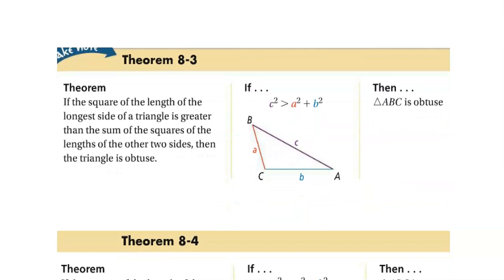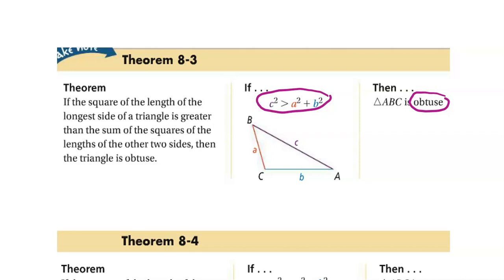So theorem 8.3: if the square of the length of the longest side of a triangle is greater than the sum of the squares of the lengths of the other two sides, then it's obtuse. If you want to just say obtuse, you can put this on there. So if you have your theorems written and you want to write that in there, go for it. If c squared is greater than the sum of the other two lengths, then it's obtuse.